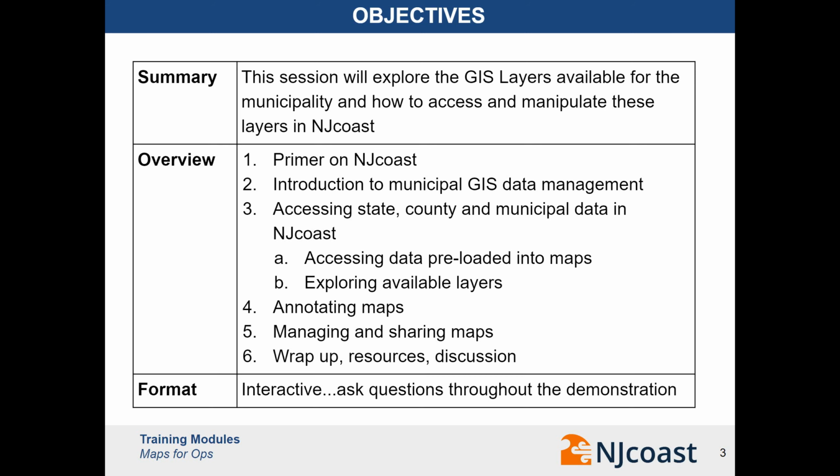and manipulate these layers within NJcoast for applications that go well beyond storm preparedness and planning. We'll begin with a primer on NJcoast, and then we will introduce the GIS data that we're working with in the platform, and then demonstrate how to access that data in NJcoast, as well as how to bring that into maps and explore those layers, how to annotate those maps, and ultimately how to manage and share those with others.